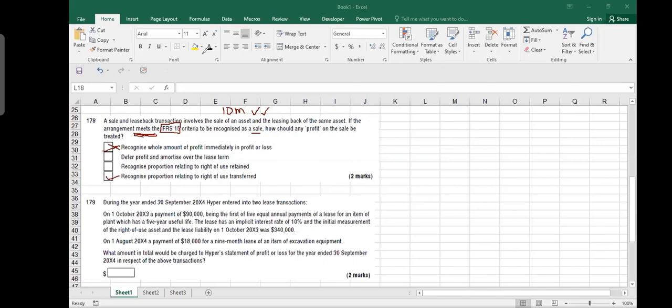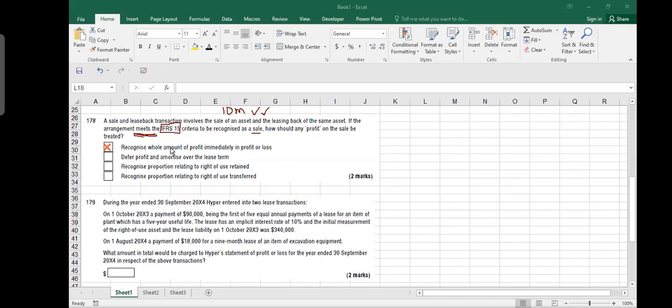You've got four options, and I will explain them one by one. Number one, it says recognize whole amount of profit immediately in profit or loss. This is not the answer because it is very straightforward. You are leasing it back for 2 years, 3 years, 4 years. So that profit belongs to that period. You cannot recognize everything in year one. So number one is straight away the wrong thing.